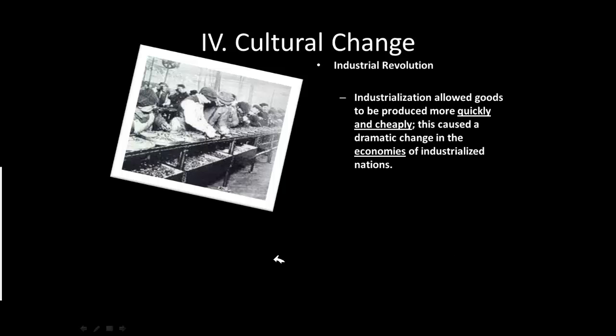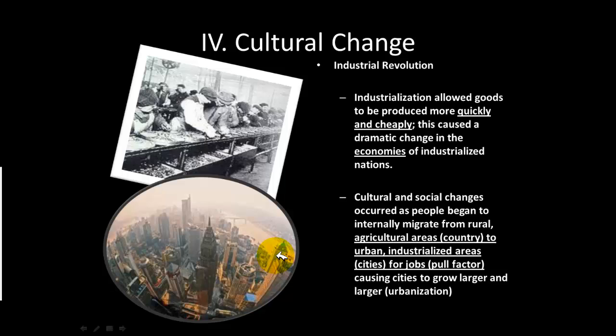Now, just kind of recapping, the Industrial Revolution allowed people to produce goods quickly and cheaply. And as a result of this, we started seeing a change of the economies in the industrializations. Exactly the same way that we saw a change in the economies in the early villages during the agricultural revolution, because you didn't need as many people to do the same work. So people started doing other things. People found other jobs, started focusing their energies other places.